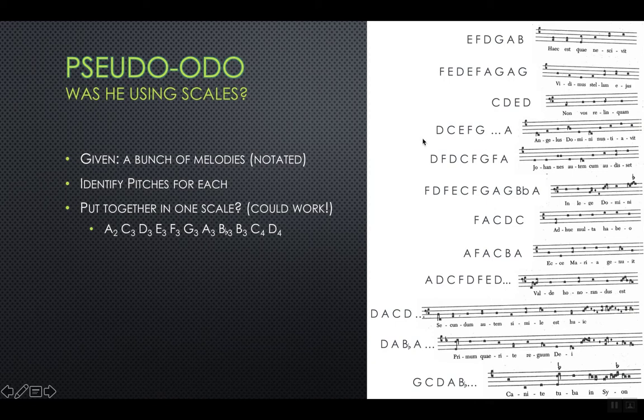So the lowest note we have in this whole collection is, where's the A? A down there, and that's A2. That's D3, C3, toward the lower end of the bass clef staff. F, which is the F clef, F3, okay? So from the lowest note to the highest note, we have A2, C3, D, E, F, G, A. There's a B flat and a B natural, if we include all these melodies together, C and D. So is that a scale?